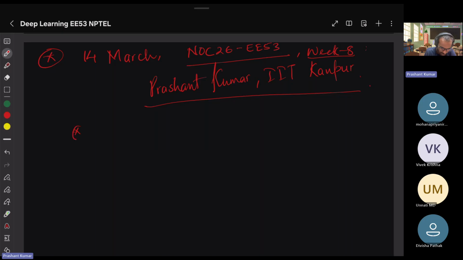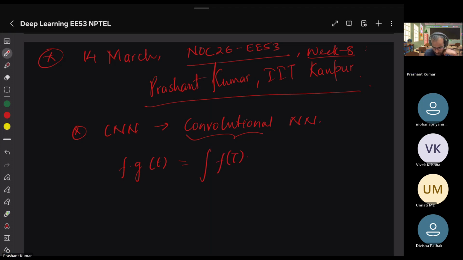So basically, the CNN stands for the convolutional neural network. The convolution is basically a mathematics concept. That is defined as f convolved with g of t as an integral of f of tau into g of t minus tau into d tau.